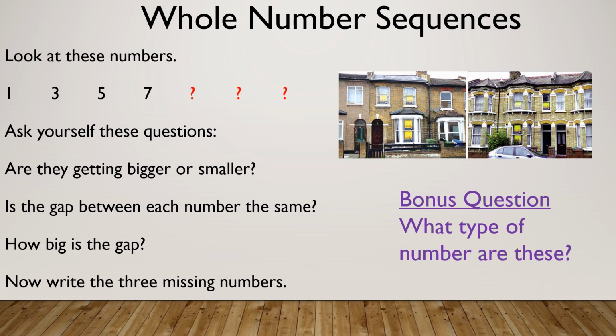So if we're given a sequence, for example, 1, 3, 5, 7, and we're asked to continue that sequence, we should ask ourselves a couple of questions. Are my numbers getting bigger or smaller? In this case, my numbers are getting bigger each time, so I know it's going up. Is the gap between each number the same? Yes, it is. And how big's the gap? So let's see, 1, 2, 3, 3, 4, 5, 5, 6, 7. So it's going up by 2 each time.